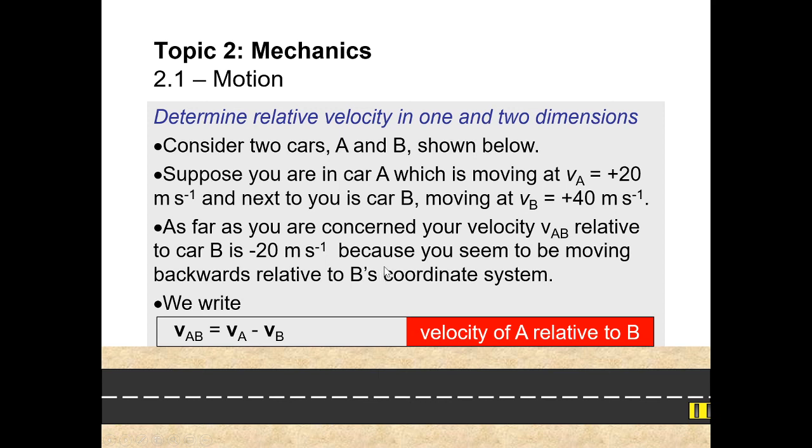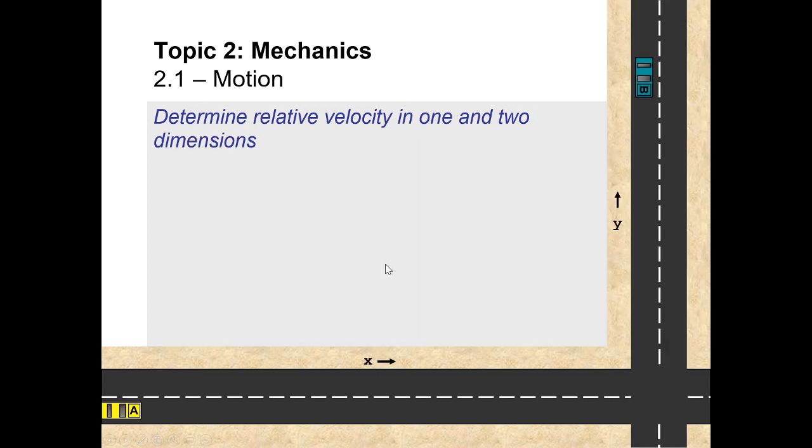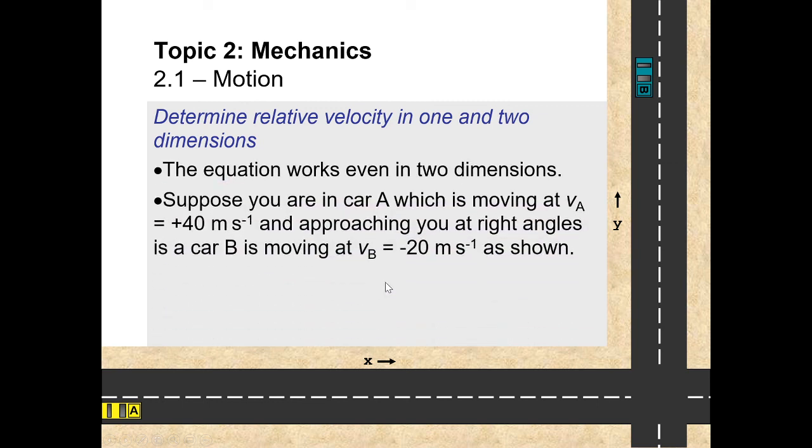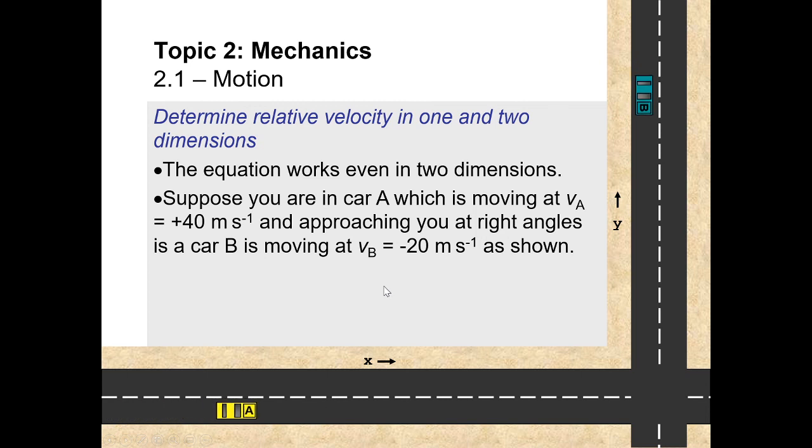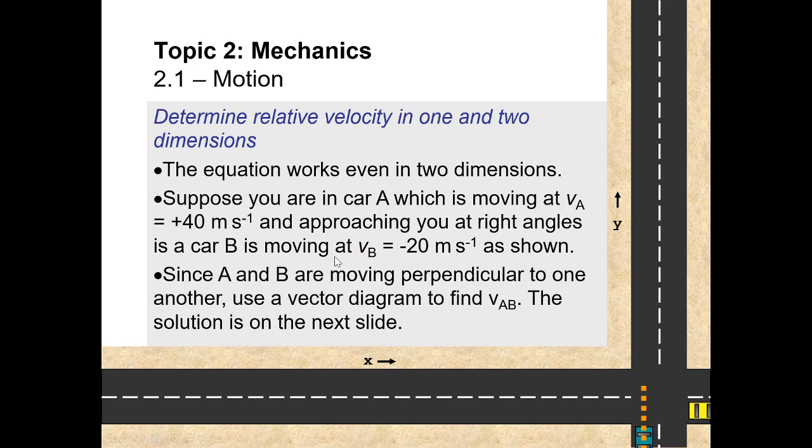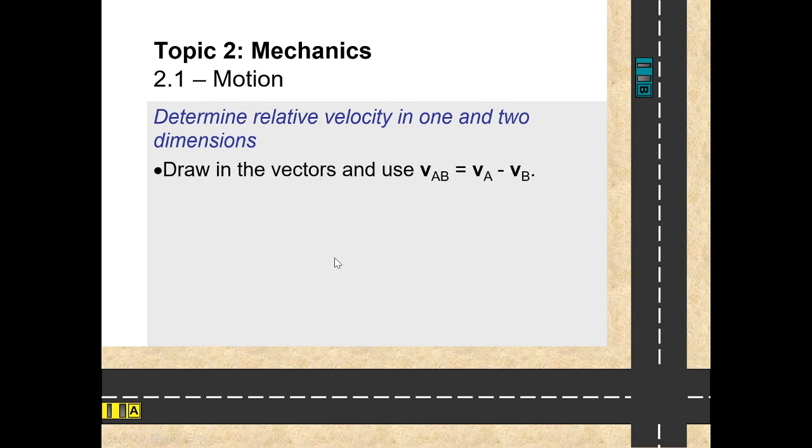Now that formula you can apply in 2 dimensions as well. So if you have someone moving in the y direction, or in this case the negative y direction, and you're moving in the x direction, it works just as well. Okay, in this case, car A is moving at the high speed of 40 meters per second, and B is moving in the negative y direction, hence at minus 20 meters per second. So we can calculate relative velocity exactly the same way. The velocity of A relative to the velocity of B is going to be VA minus VB.